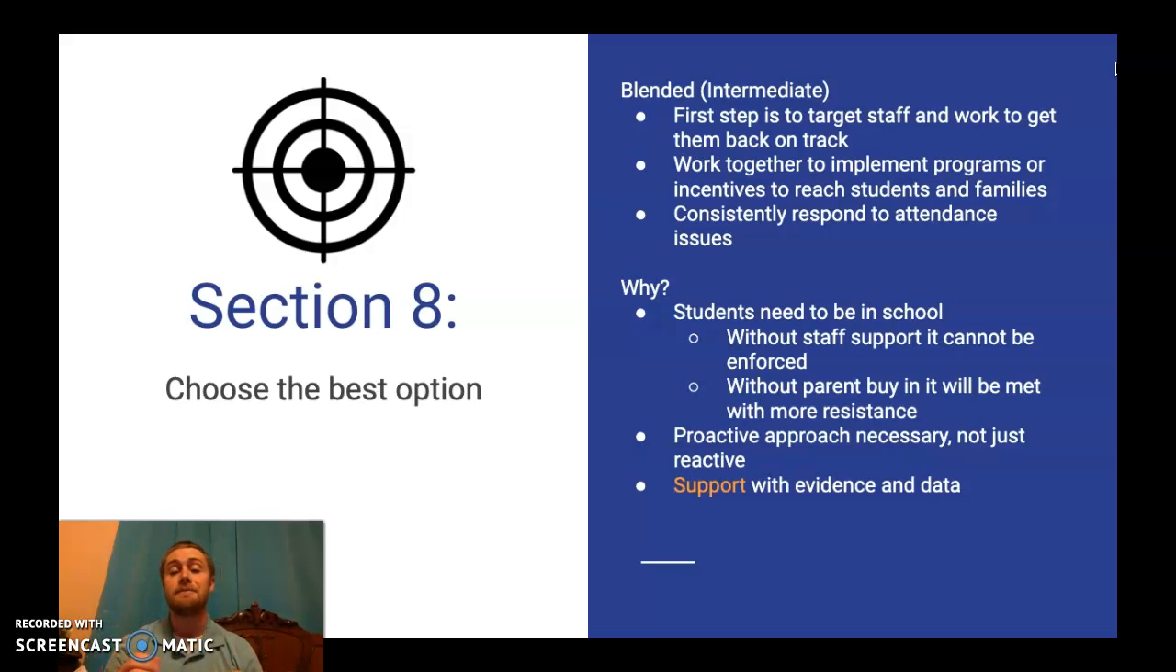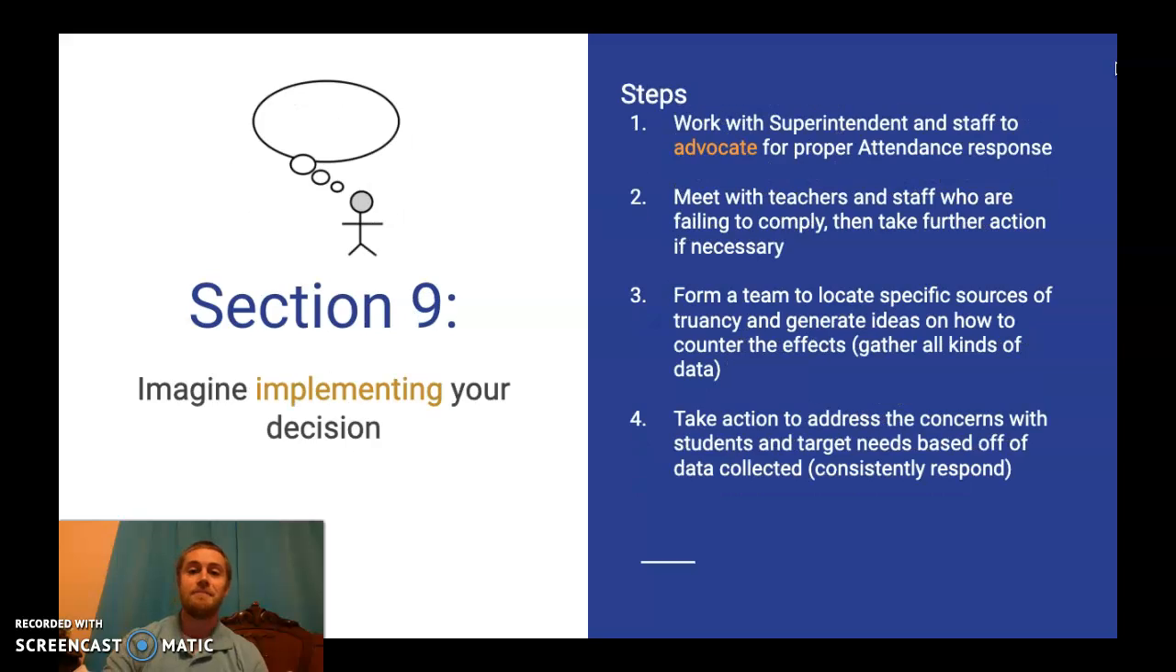I want to seek out the reason why they are not attending, and I want to nip that in the bud. That way I don't have to be reactive. I can take care of it at the source. And I want to, again, support this with evidence and data. So I want to gather all kinds of data, as I'll talk about in the next slide.